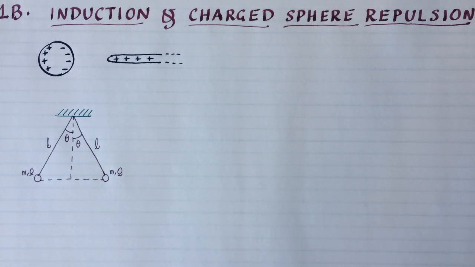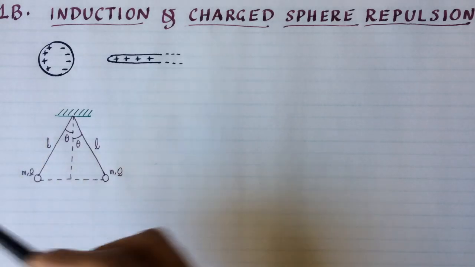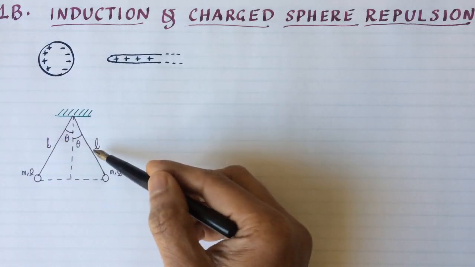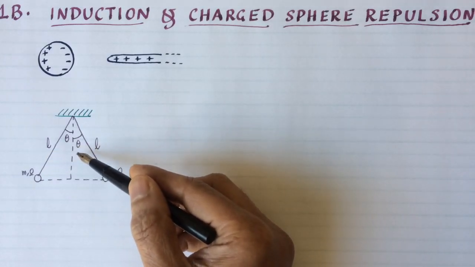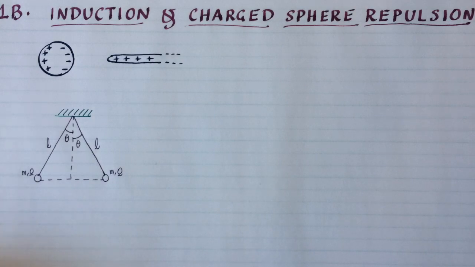Let me take a problem where I have two charged spheres that are charged by the same amount and which end up repelling each other. They are hung from the ceiling by a silk thread of length L, and what you see here is that they make the same angle with the vertical known as theta because their masses are the same.